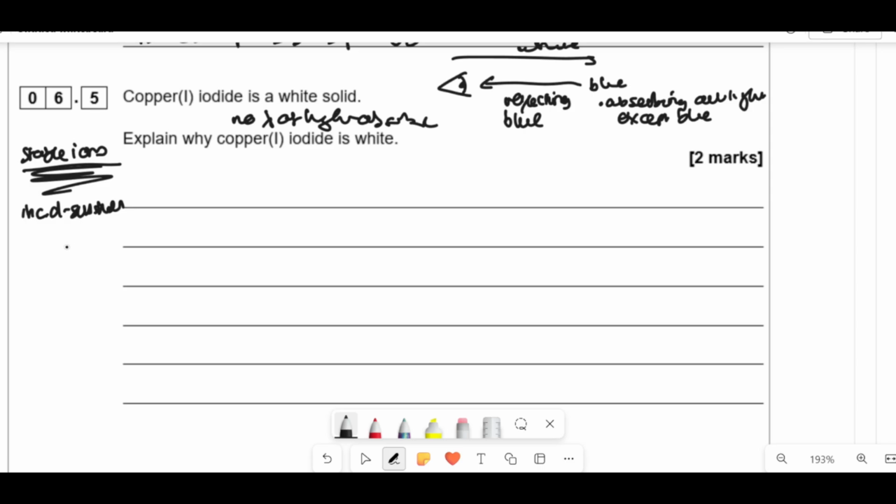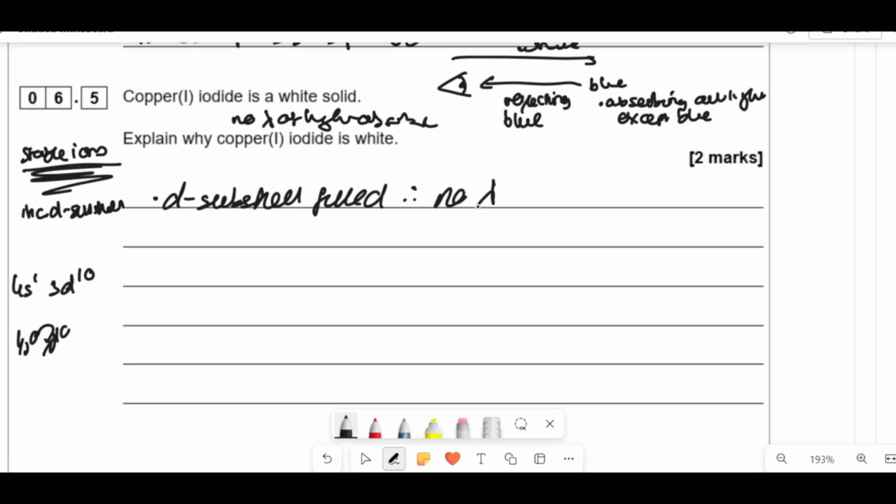Just think logically. Copper is 4s1 3d10, and if it's copper(I), the 4s empties first, so it's going to be 4s0 3d10. What do you notice about that? The d subshell is full. That makes sense, because if the d subshell is full, there's no energy for it to absorb and excite the electrons. So it comes back as white; it just reflects it all. So that's exactly what you would say: its d subshell is filled, therefore no wavelengths of light are absorbed by electrons to excite them.